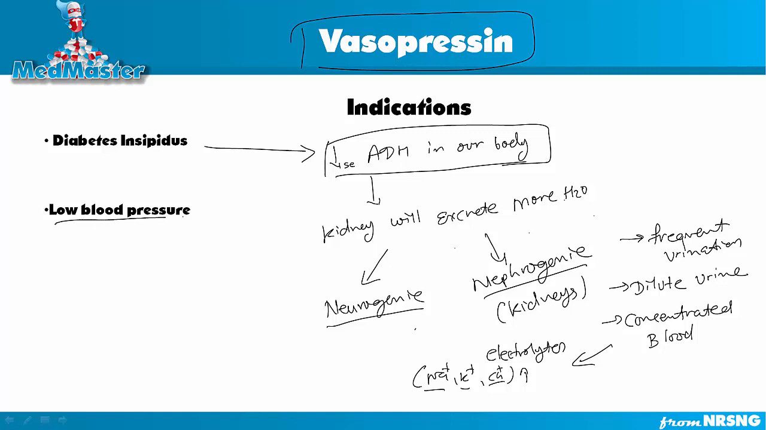Now, we also give this for low blood pressure, and you'll often see vasopressin given for low blood pressure in critical care, as a drip, not as a pill or a tablet. And this is a kind of temporary fix for the blood pressure until we find a real cause. So we use this mainly for diabetes insipidus and low blood pressure.